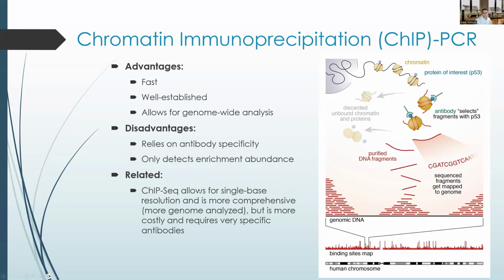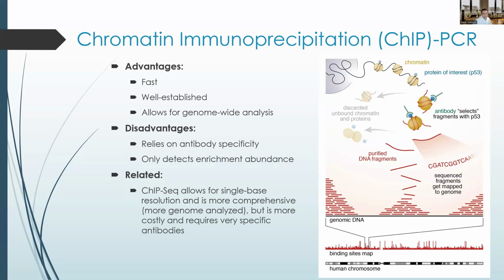A related technique is called qRT-PCR, and this allows for single base resolution, and it's more comprehensive, more of the genome gets analyzed. You can detect the difference, for example, between different transcripts, because you can get very fine resolution in terms of the genes you're looking at. But because it's more specific, your antibodies need to be more specific. It's also much more costly because you're getting more data.